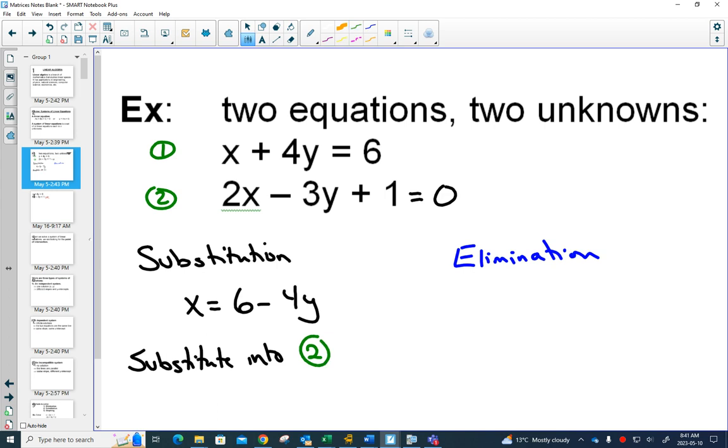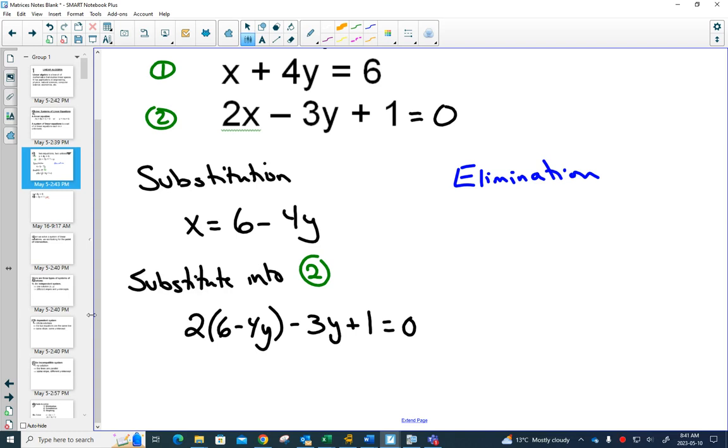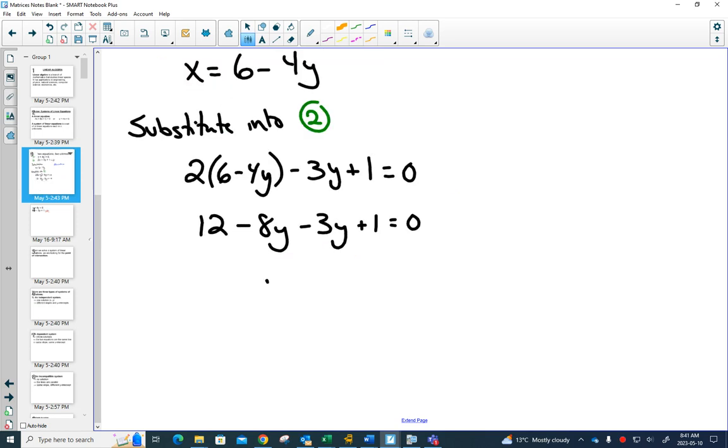But if you substitute it into the other equation, so I'm now going to substitute into equation 2, well, where the x was, I can now write 6 minus 4y minus 3y plus 1 equals 0. Now I have an equation where I can solve for y. And in doing so, I get 12 minus 8y minus 3y plus 1 equals 0. 13, if I move this to the other side, is equal to 11y, and so y is 13 over 11.